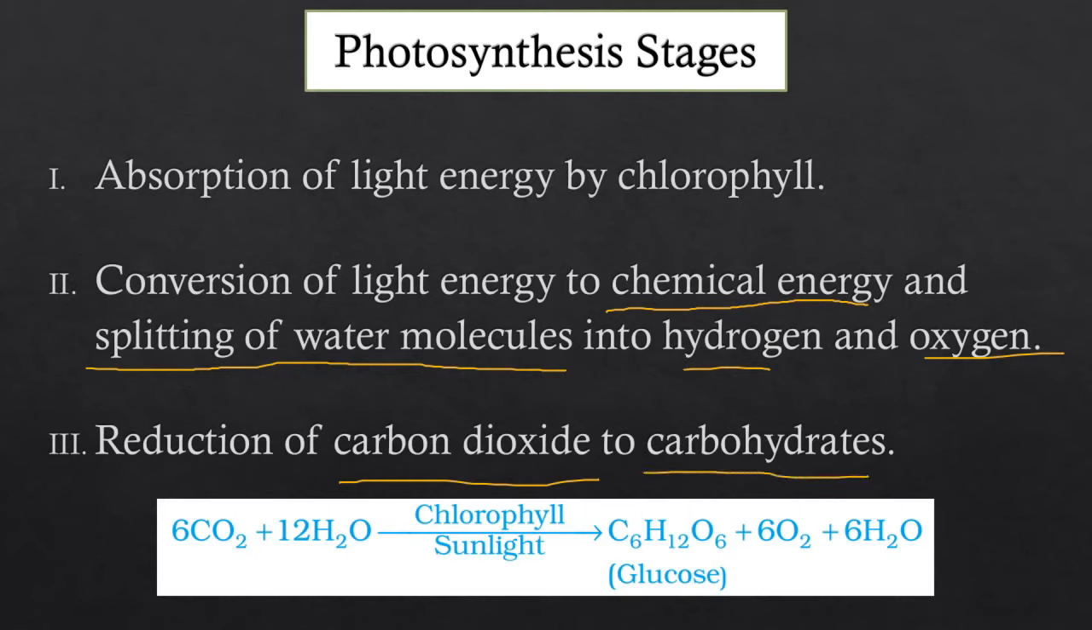So as you can see, there is a balanced equation of the process of photosynthesis. 6 molecules of CO2 combine with 12 molecules of water in the presence of chlorophyll and sunlight, and get converted into the glucose molecule, C6H12O6, and along with that they produce 6O2 as a byproduct, and this is released into the atmosphere, and along with this you also get 6 molecules of water. So this is your balanced chemical equation for the process of photosynthesis.